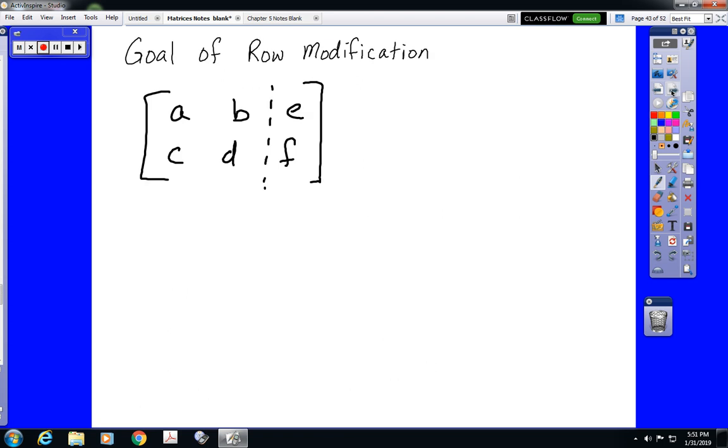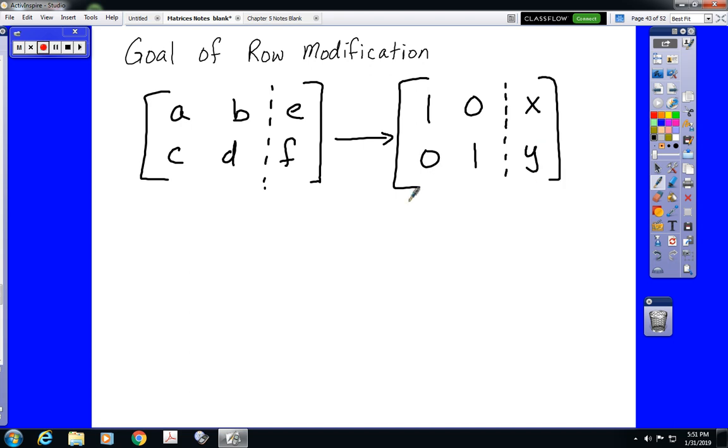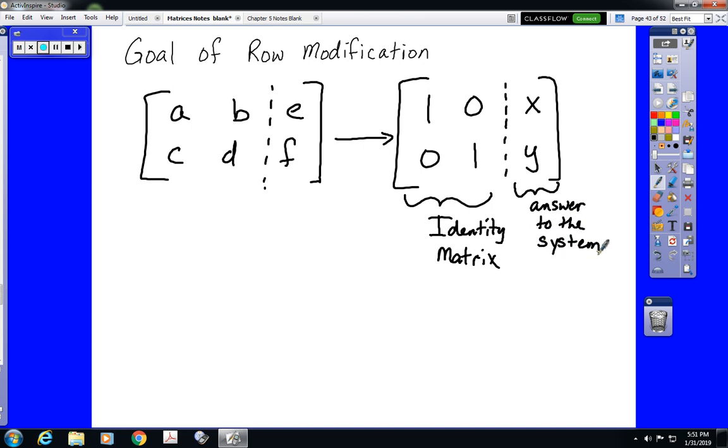Now you might wonder, okay, but what's the point? Well, the goal of row modification is to take that original augmented matrix and turn it into the identity matrix augmented with a pair of numbers. If we can get the identity matrix to be where the coefficient matrix starts, then these will be the answer to the system, x and y. So that's the goal. We want to modify the original augmented matrix into an augmented matrix where you have the identity matrix attached to an answer column.